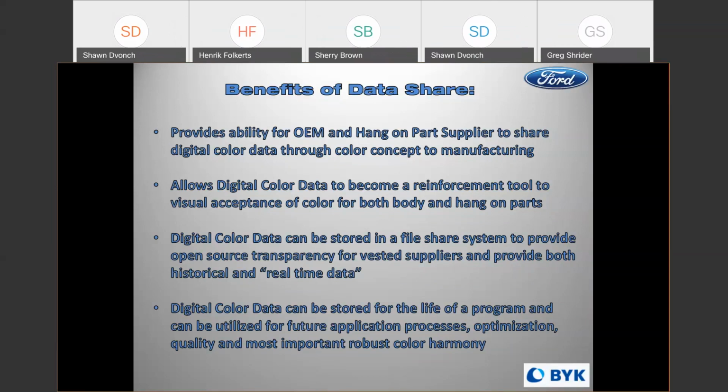What I mean by that is that a supplier could pull data from an OEM or a body unit that was measured in a plant, or vice versa, our plant manufacturing center or our paint OEM supplier could pull real-time data as it's measured from a part supplier as well. And then digital color data can be stored for the life of a program, and utilized for future application processes, optimization, quality, and most important, robust color harmony.